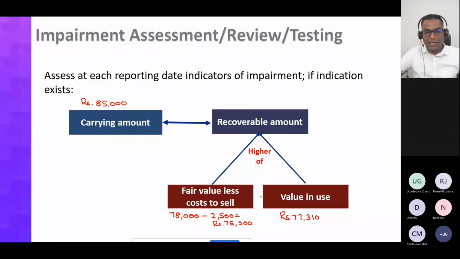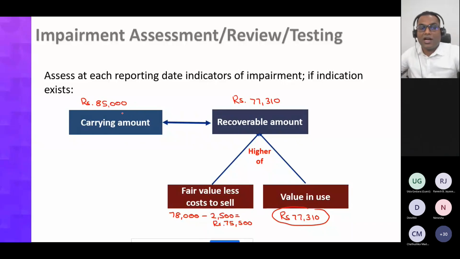Out of these two, which one is higher now? Fair value less cost to sell 75,500. Value in use 77,310. So the recoverable value is the higher of these two, 77,310. Because if I'm a rational person, I go ahead with this option. Rather than disposing of the asset immediately, I will use the asset and generate the future cash flows. Now you see the carrying value of the asset is higher than the recoverable value. In the financial statements, you can't keep an asset at a value which is higher than the recoverable amount, because even if you have 85,000 in the balance sheet, what you can recover is only 77,310.